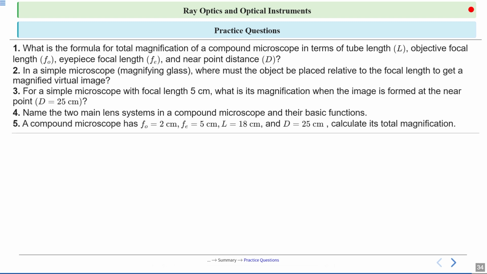Finally, let's calculate the total magnification of a compound microscope with given parameters: objective focal length of 2 cm, eyepiece focal length of 5 cm, tube length 18 cm, near point distance of 25 cm. Use the formula for total magnification, which combines the magnification of the objective and eyepiece lenses, to find the answer.